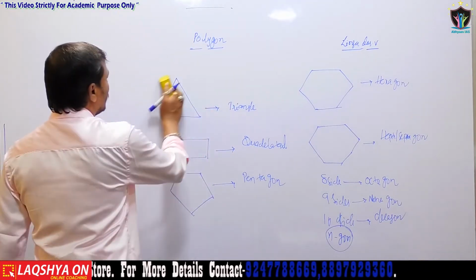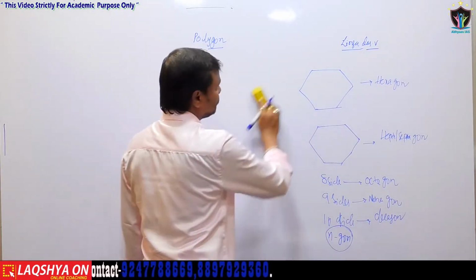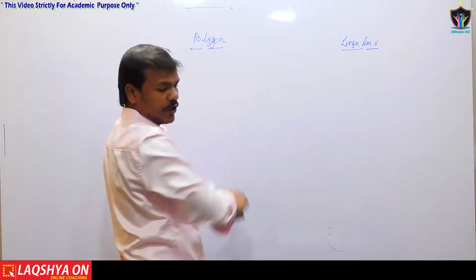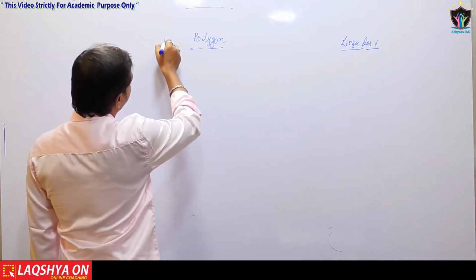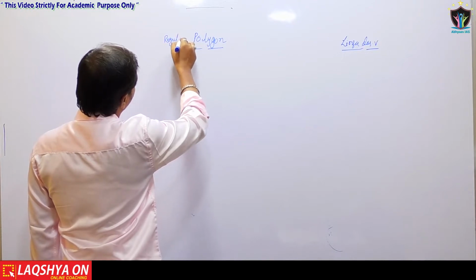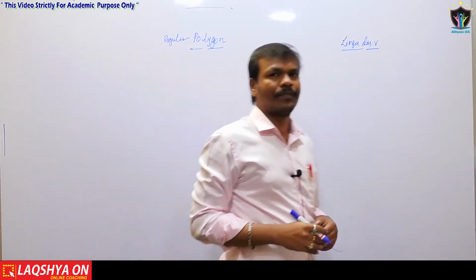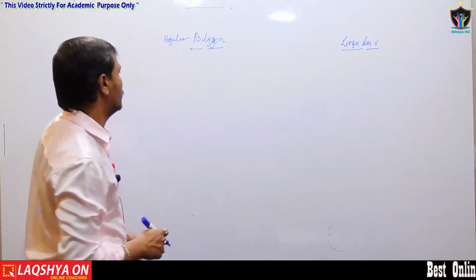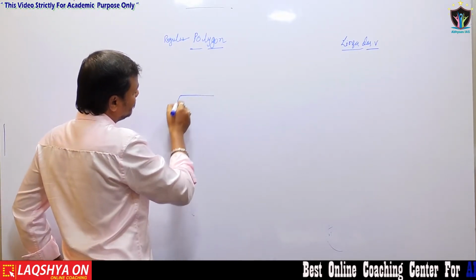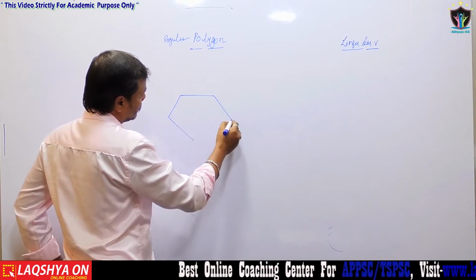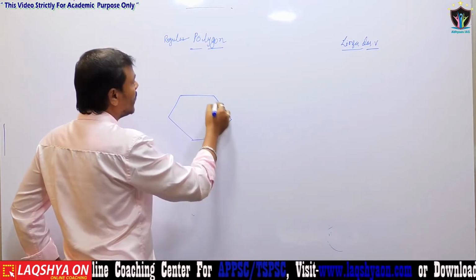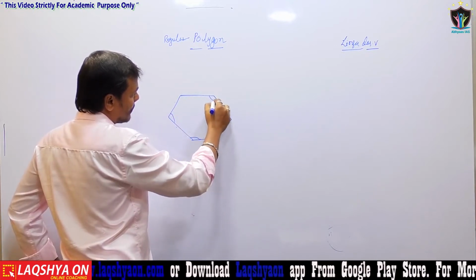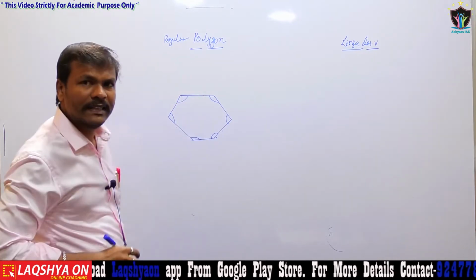In polygons, we have regular polygons. From the examination point of view, the question will be framed from regular polygons. What is a regular polygon? In a polygon we have sides and angles. For example, if you take 1, 2, 3, 4, 5, 6, we have 6 angles.